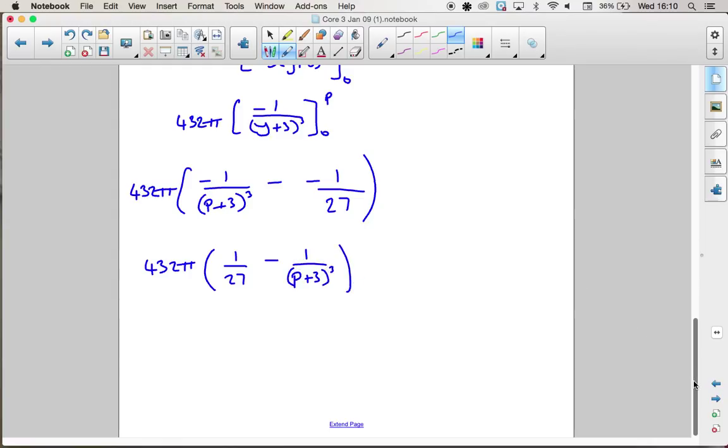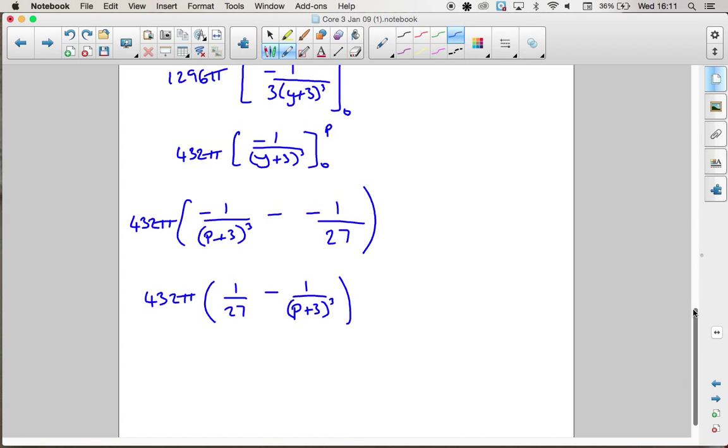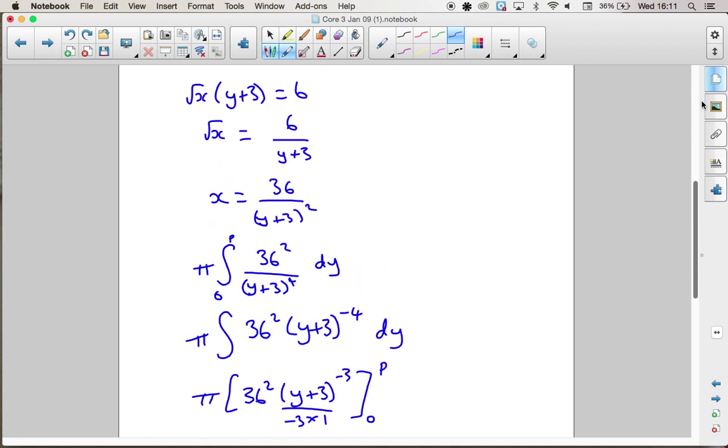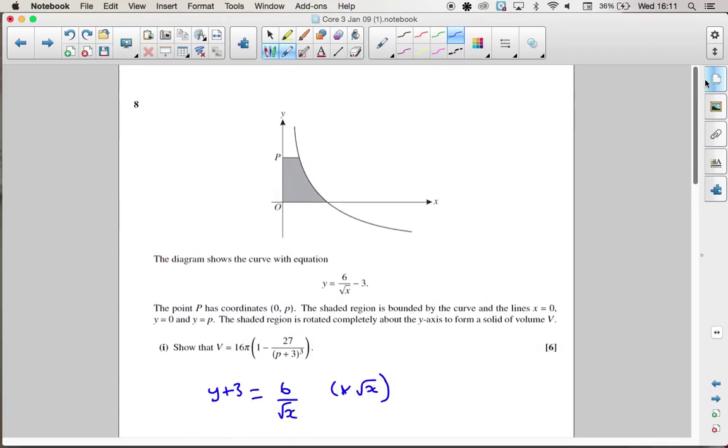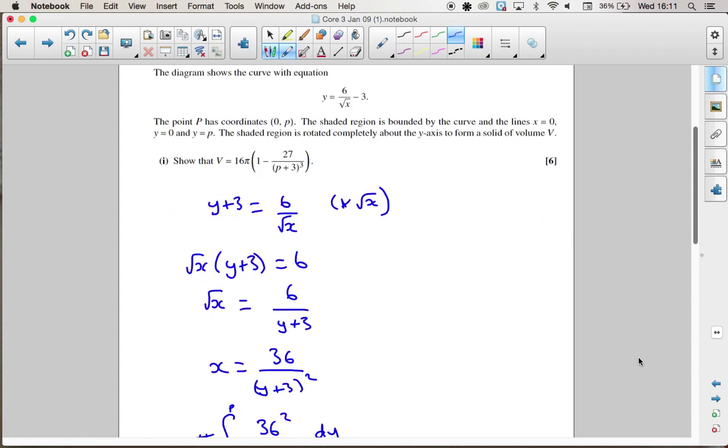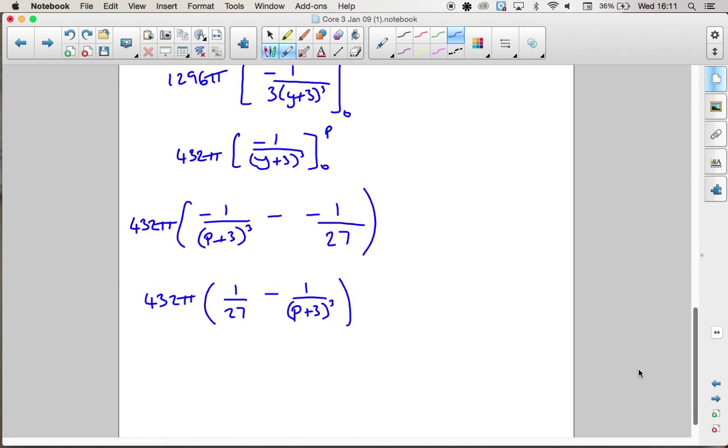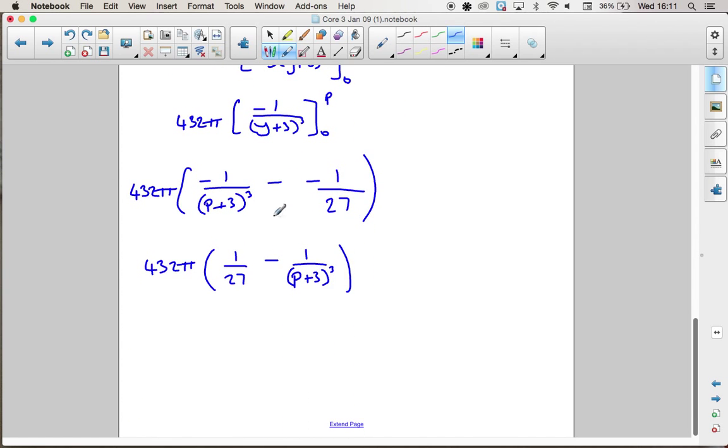Okay, that's a legitimate answer, but unfortunately it doesn't look quite like the answer they gave in the question. They've got a 16 pi outside the bracket and they've got a 1 here, and we need to make our equation look like that. To do that, you'll see that there's a factor of 1 over 27 here. So what I can do is take out a factor of 1 over 27.